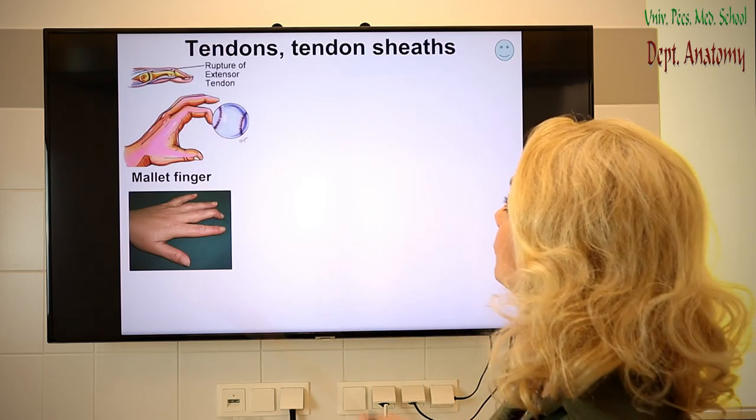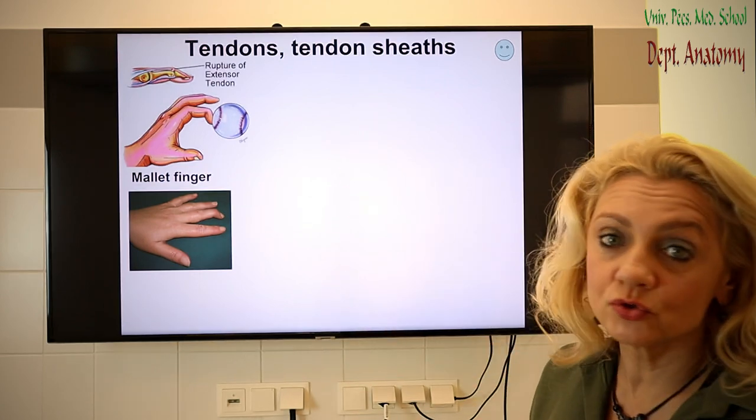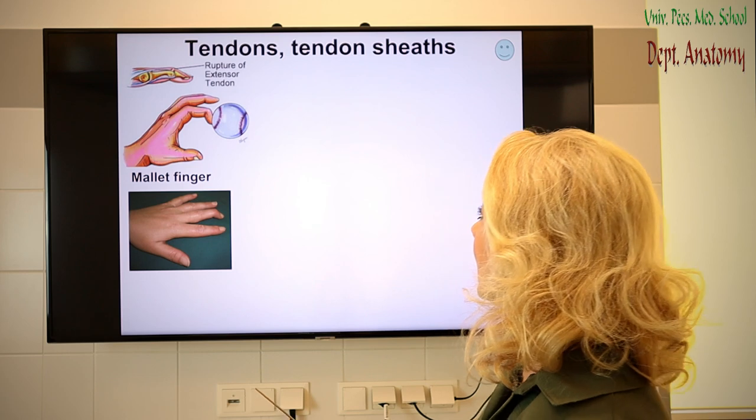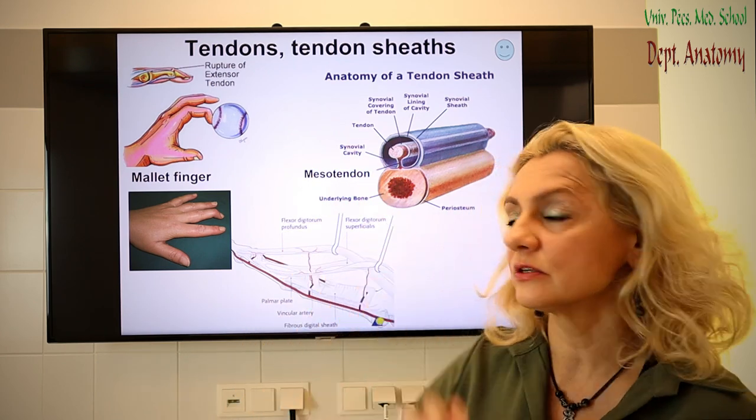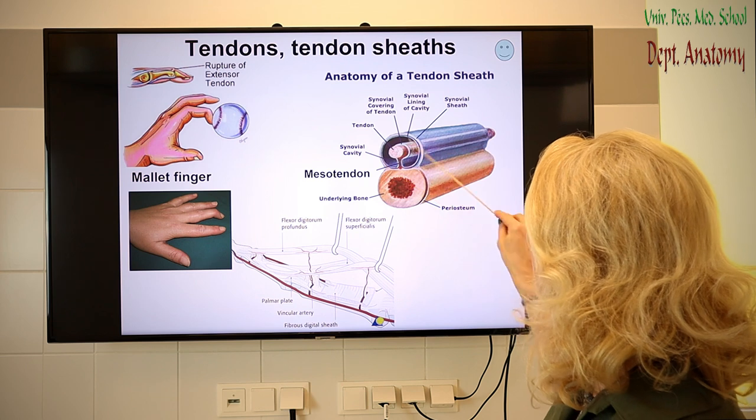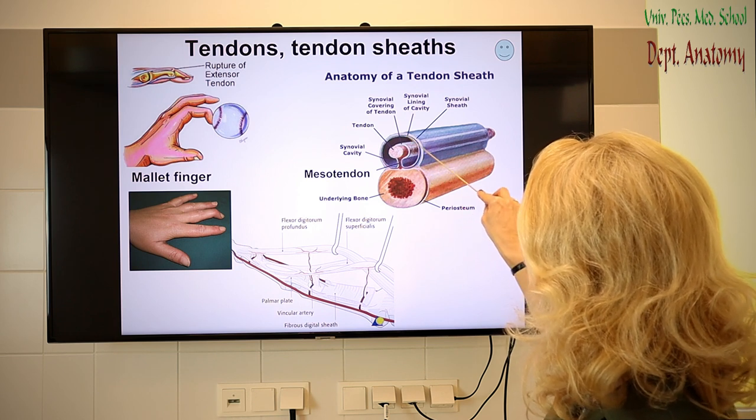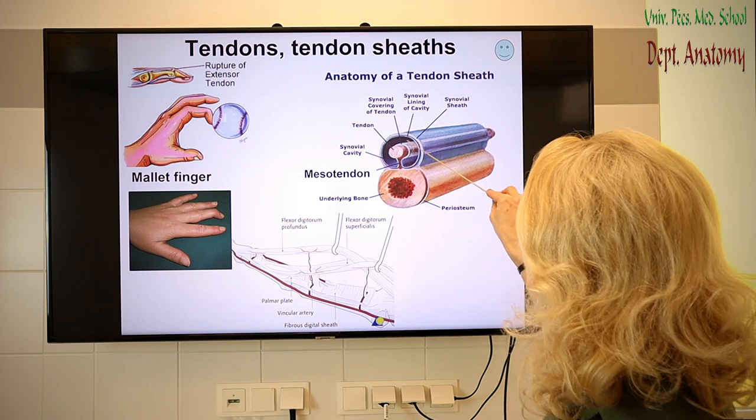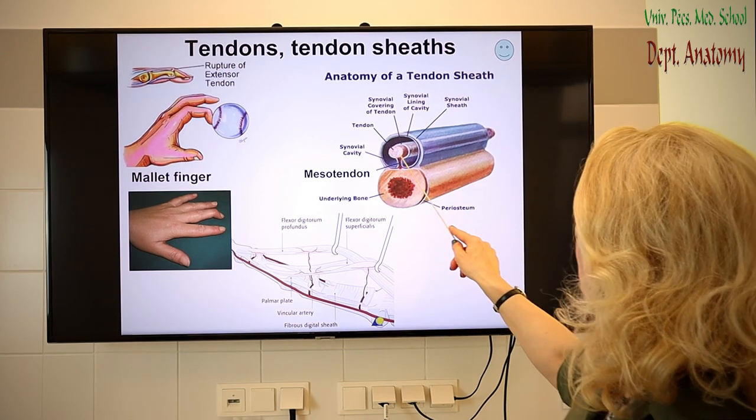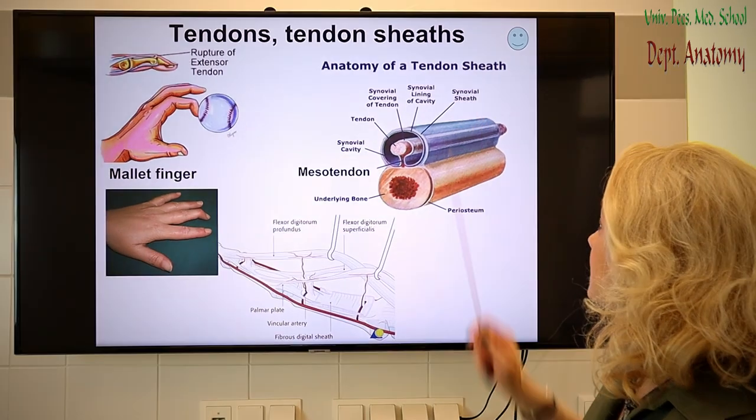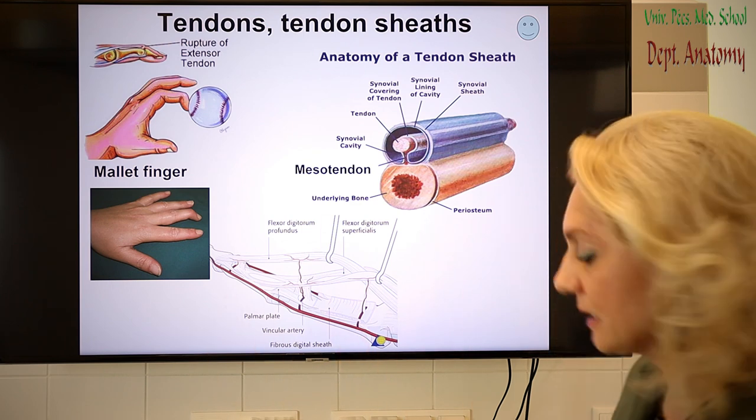And finally, a few words about tendon sheaths and tendons. Of course, the long tendons of the fingers can be injured. And about tendon sheaths, it's very important to mention that for the smooth movements of the flexor tendons, we need this tendon sheath. So this is the bone, and then you can see that there is a double layer of the synovial membrane with an outer and an inner layer. The inner layer directly covering the tendon, and the outer layer is a little bit more apart. Between the two layers we have a synovial cavity filled with some synovial fluid, which makes it possible that the tendon is smoothly moving.